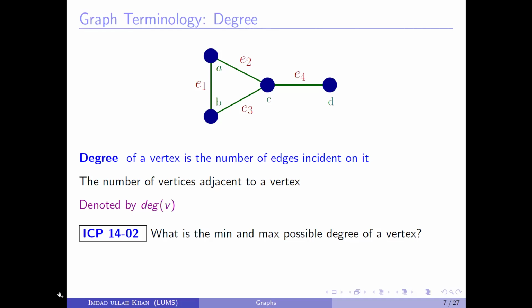If you have figured it out, the minimum possible degree could be 0, which means that there's a vertex which is not connected with anyone else. And the maximum degree is n-1, which means that that vertex is connected with every other vertex. And over here, we are talking about simple undirected graphs. So the degree of V ranges between 0 to n-1, both inclusive.